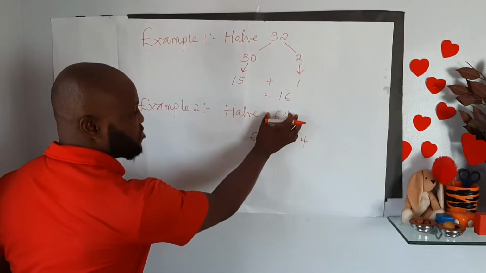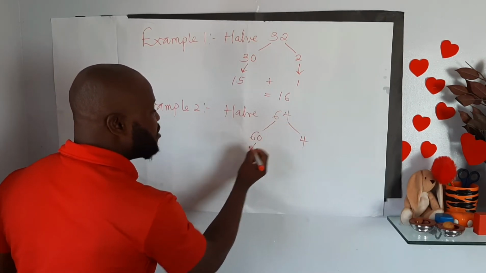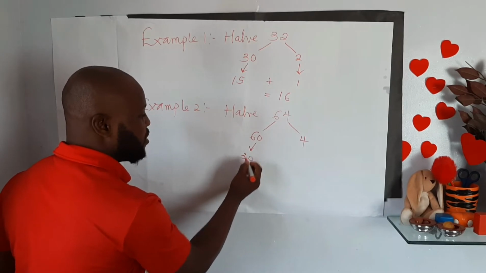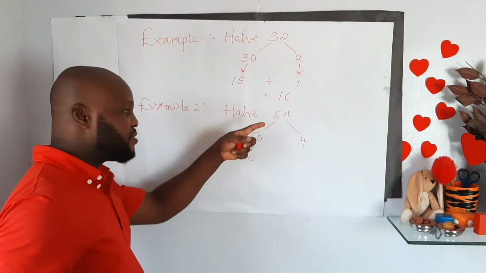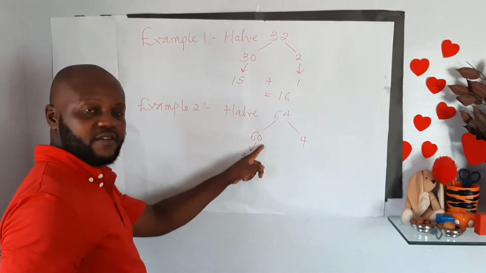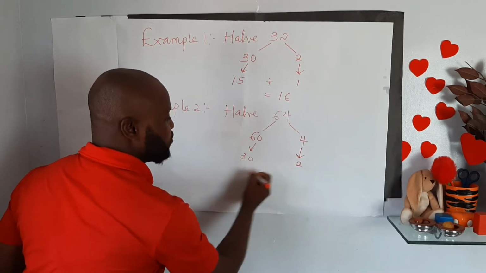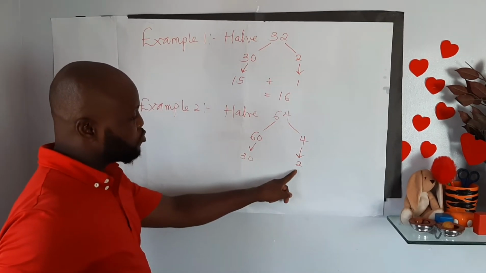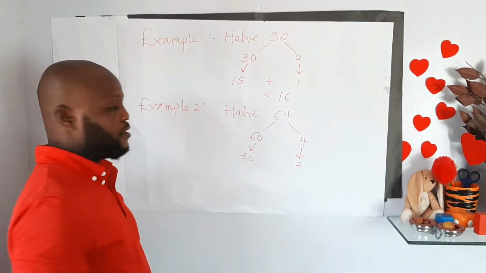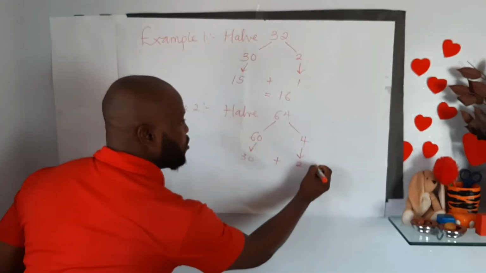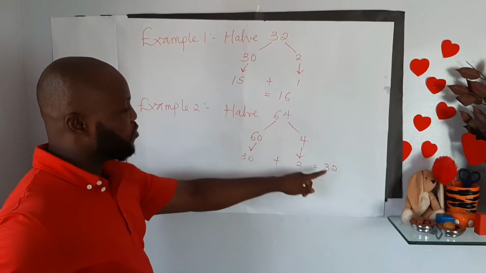Now, since I have partitioned 64 into tens and ones, I'm going to halve 60. I know that half of 60 is 30 because half of 6 is 3. So when it's 10 times bigger, it is 60. So half of 6 is 3, then half of 4 is 2. I know that 2 plus 2 is 4, and 30 plus 30 is 60. So 30 plus 2 will give us 32. This means half of 64 is 32.